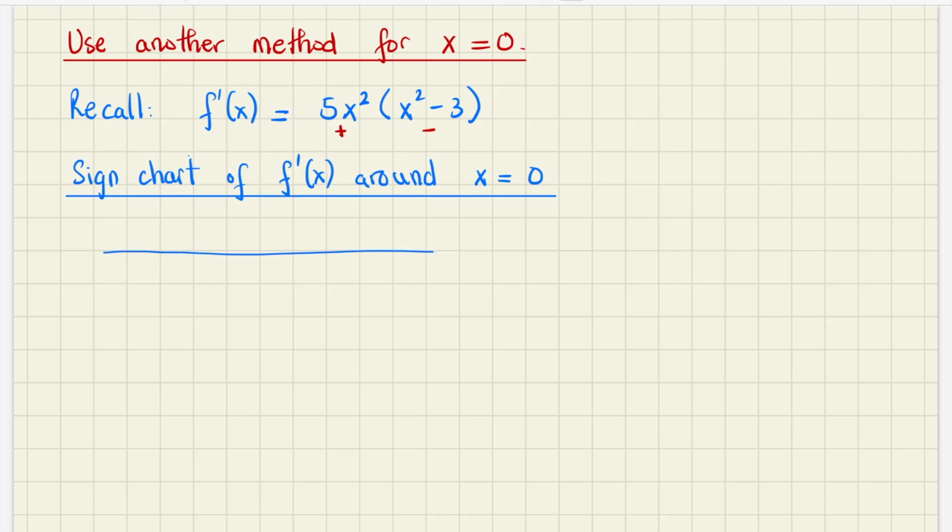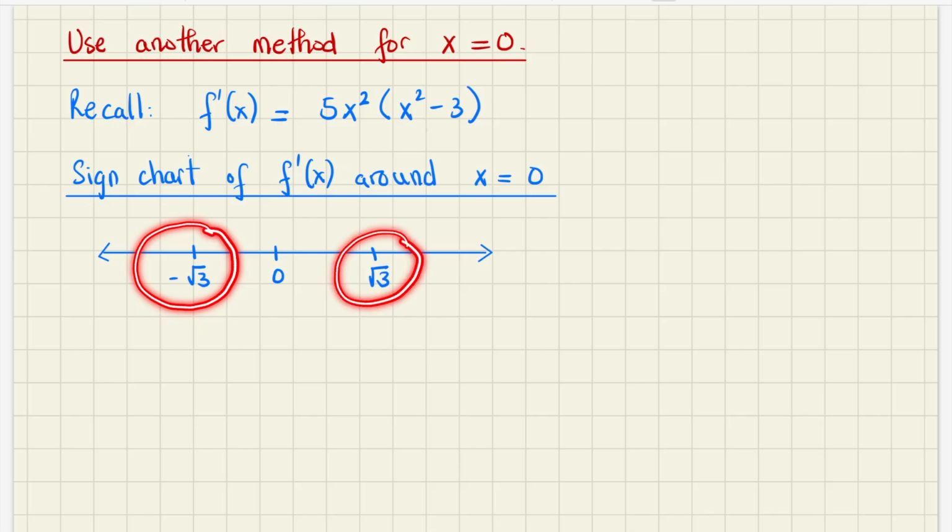And now I check the sign of f prime around x equals 0. Let's create a number line. Notice that I include all three of the critical numbers in this number line. But I will not check the signs around negative root 3 and around root 3 because I already classified them using the second derivative test. So I only need to check the signs around 0. Now I want to know if f prime is positive or negative here, and if f prime is positive or negative here.